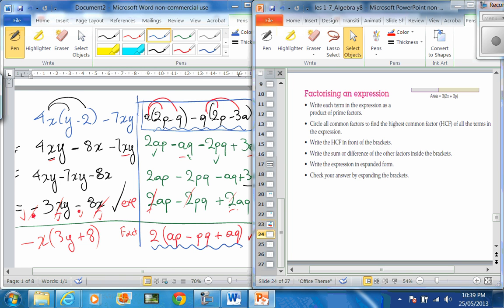This is something we have to follow. We have to write each term in the expression as a product of prime numbers. Okay? So we have to break it as a product of prime numbers. Remember that. Then circle all common factors to find the highest common factor. Okay? And then write the highest common factor in front of the brackets. This is what we need to remember. And write the highest common factor in front of the brackets means I'm factorizing. Let's see an example and I'm coming back to this.